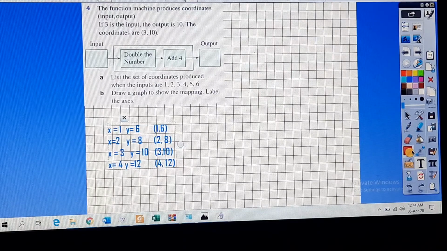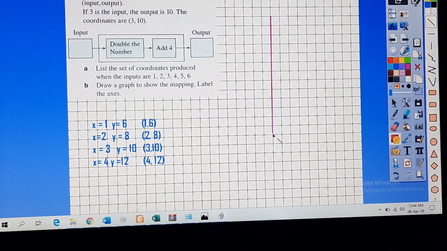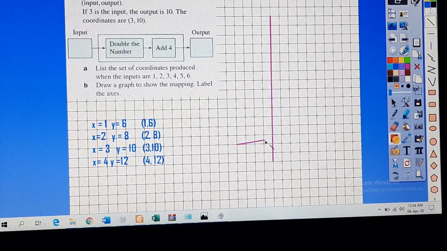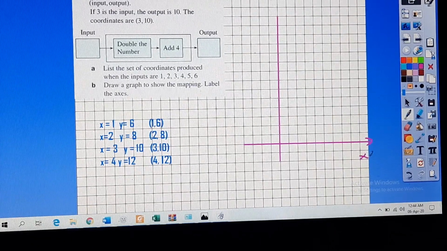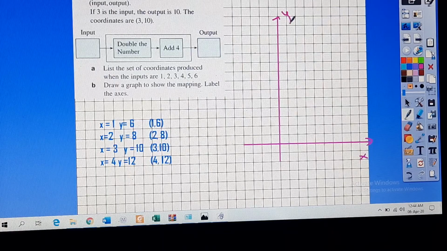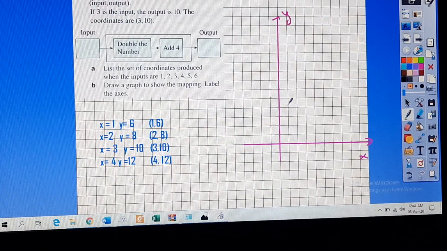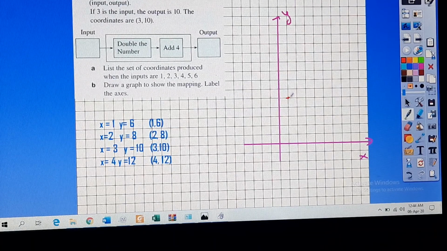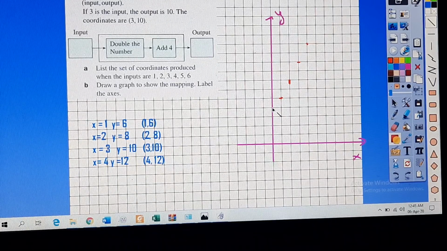So now we have to graph this one. First of all, let's draw the coordinate system. We have to label the x-axis and y-axis. So this one is the y-axis and this one is the x-axis. Now let's show the points. I have (1, 6). So 1, 2, 3, 4, 5. The point (1, 6), (2, 8), (3, 10), (4, 12), and so on. It will continue. If we join these points, we'll get the line that we need.